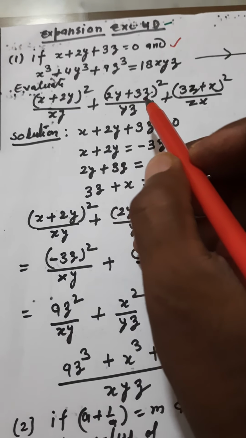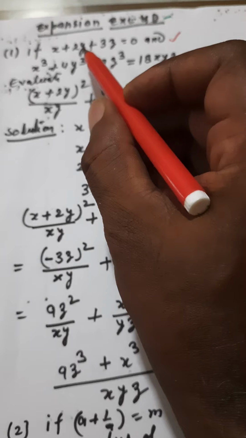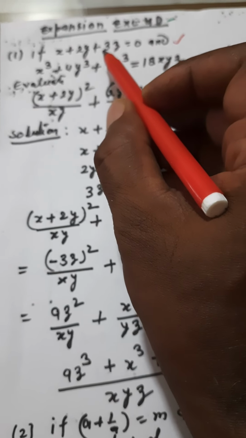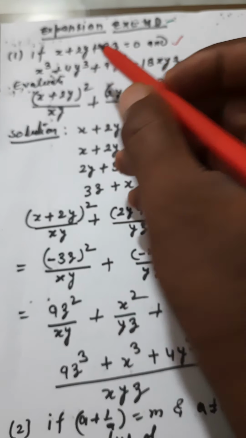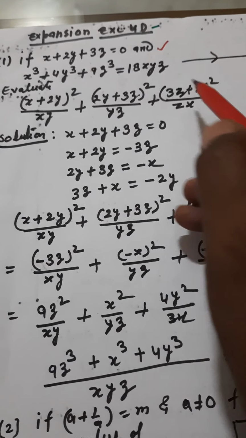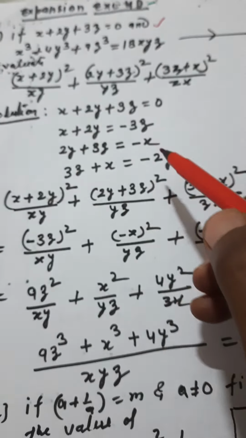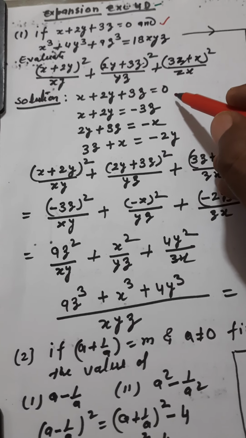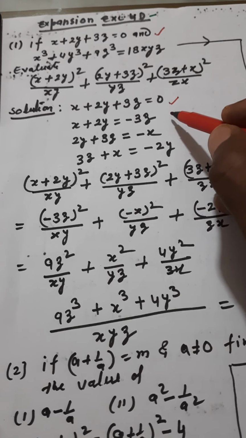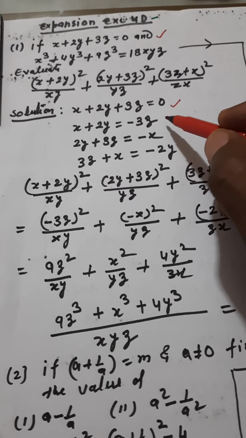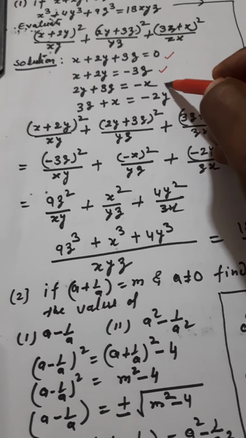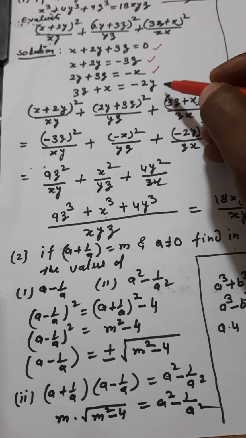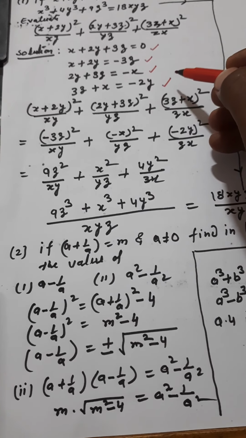Then 2y + 3z, again you will get the value from the first equation: 2y + 3z = -x. In the same way, 3z + x = -2y. I am doing the same thing here. See in the solution, x + 2y + 3z = 0, therefore x + 2y = -3z, 2y + 3z = -x and 3z + x = -2y.